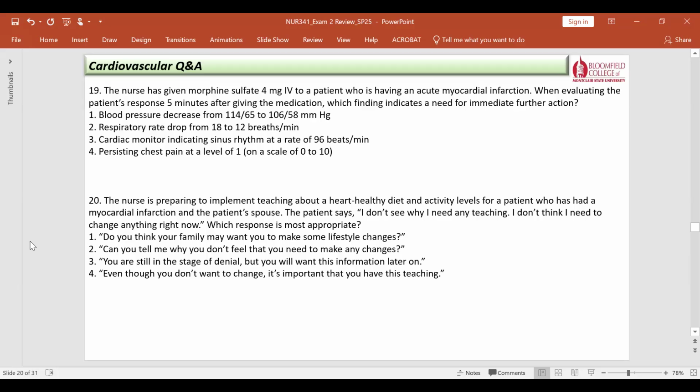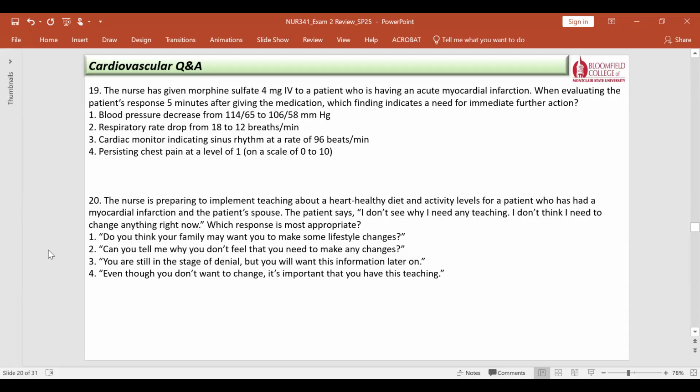So even pain rated at a level of 1 out of 10 should be treated with additional morphine sulfate, although possibly at a lower dosage. The other data indicate a need for ongoing assessment for possible adverse effects of hypotension, respiratory distress or depression, and tachycardia, but do not require further action at this time. So the answer was number 4.